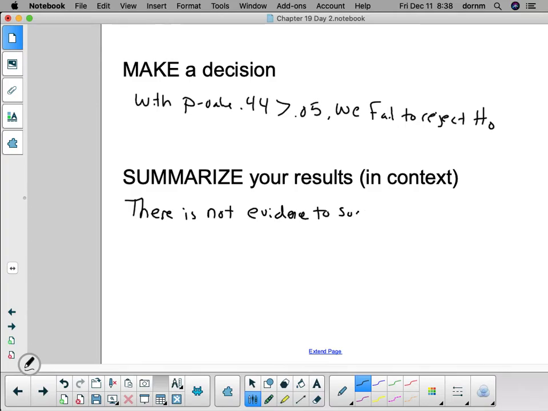To suggest the proportion of orange M&Ms is different from 0.2.